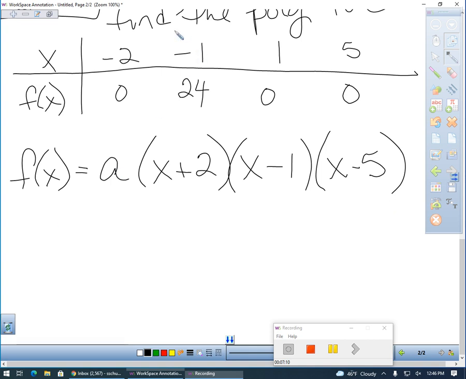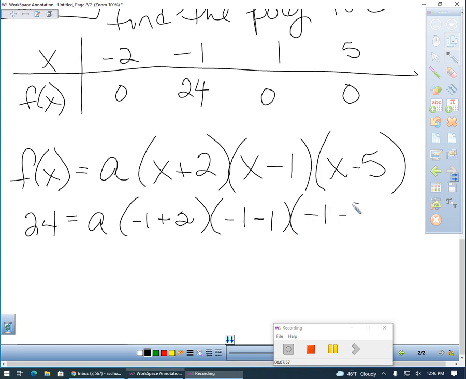Yeah, so this is actually a point. So this is a point, -1, 24, that we get to plug in to find a. Okay? So let's see if we can figure out what our a value is. Remember that this -1 is our x value and 24 is our y value. So we have 24 equals a times (-1 plus 2) times (-1 minus 1) times (-1 minus 5).